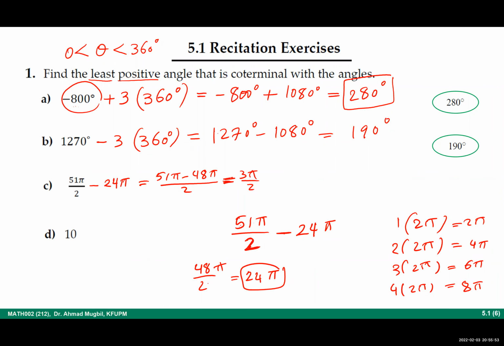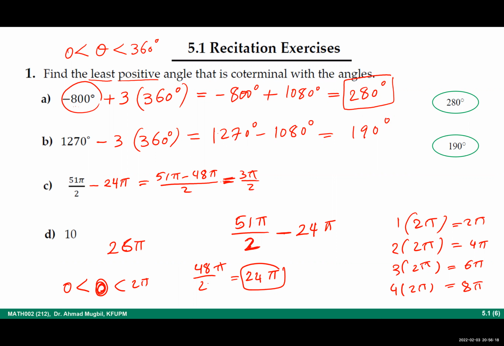Now, if you didn't subtract 24, for example, if you subtract 22 or 20, you will get an angle that is greater than 2 pi. If you subtract more, like 26, you will get a negative angle. So we want an angle that is greater than 0 and less than 2 pi. We want the coterminal to be between 0 and 2 pi, the smallest positive angle.